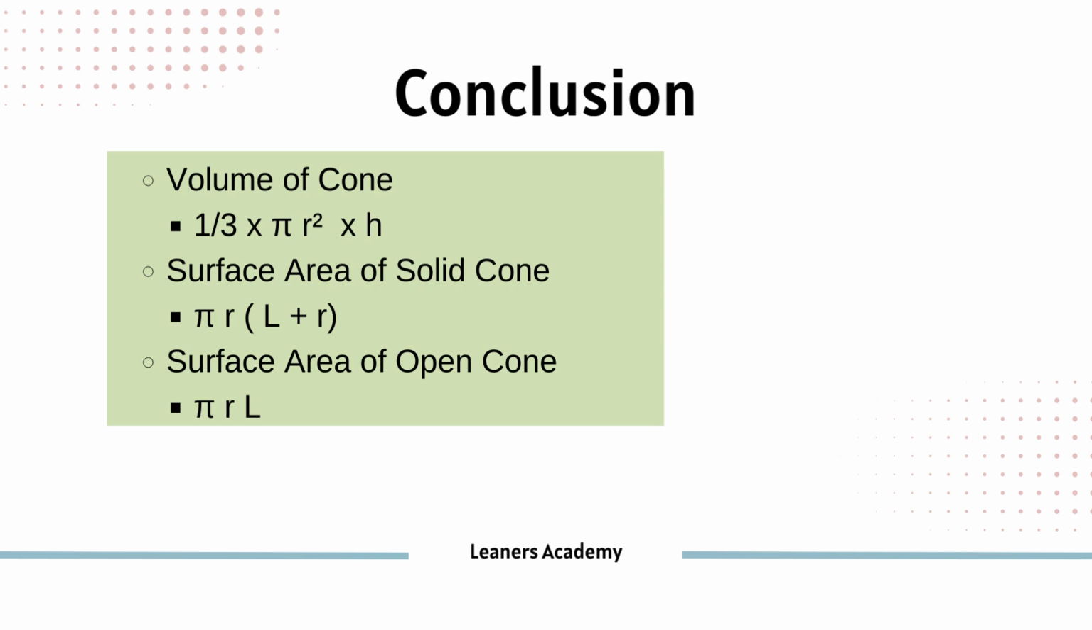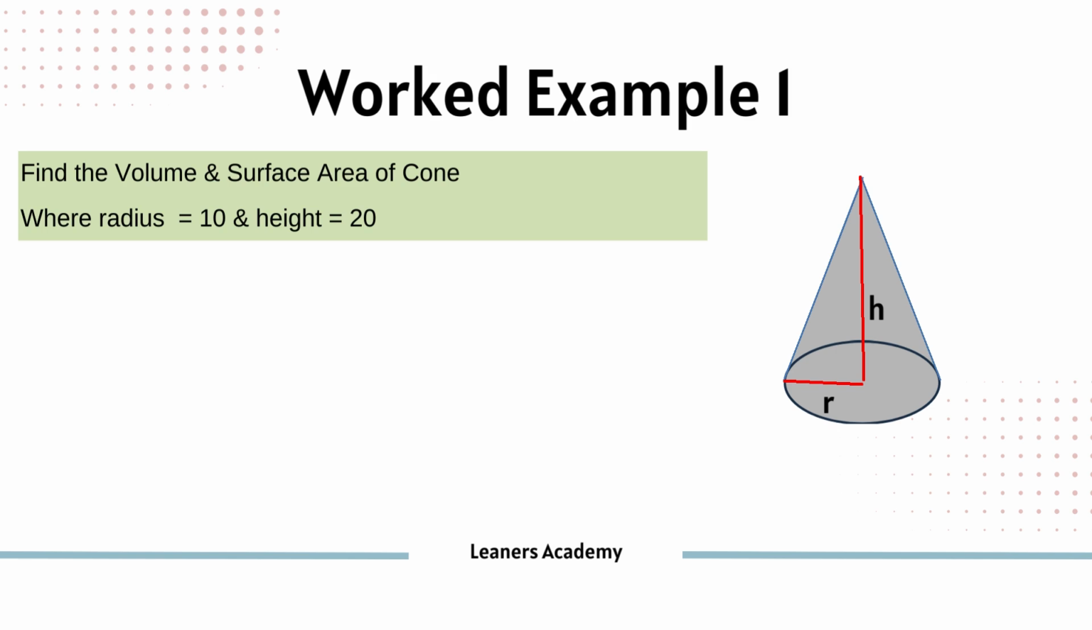Lastly, the surface area of the open cone is pi into base radius into slant height, or pi rl. I hope you will take some time by pausing the video and memorize the formula. Let's do a couple of examples to brush up your concepts and prepare for the tests.